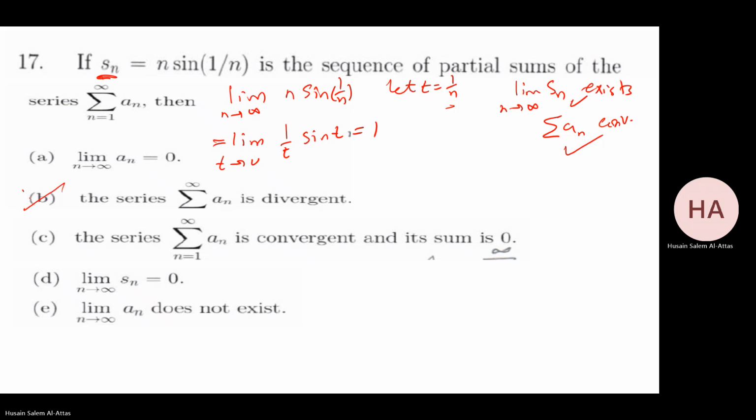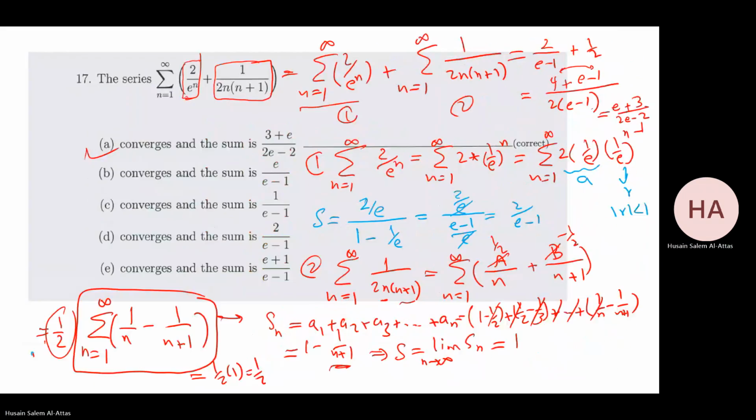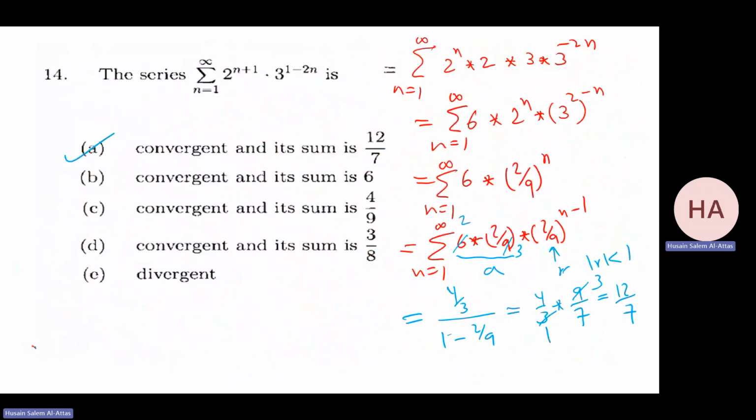This is wrong. Its sum is 0? No, its sum is 1. This is wrong. The limit of Sn equals 0? No, the limit of Sn, as n goes to infinity, becomes 1, not 0. The limit of An does not exist? Yeah, the limit of An will be 0 because we have the nth term test for convergence.